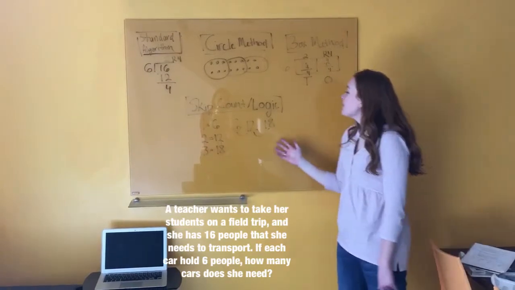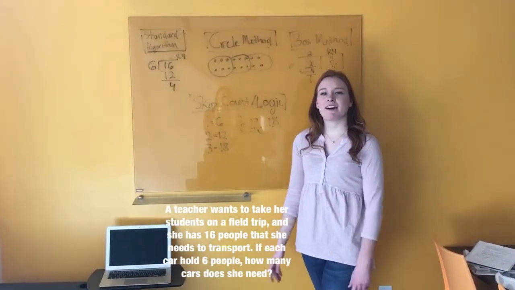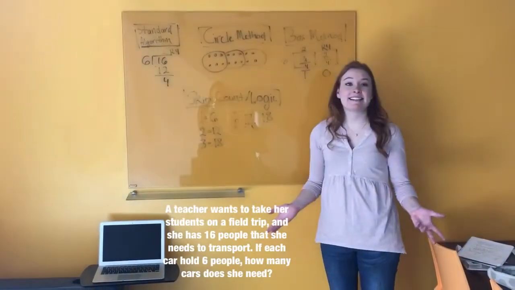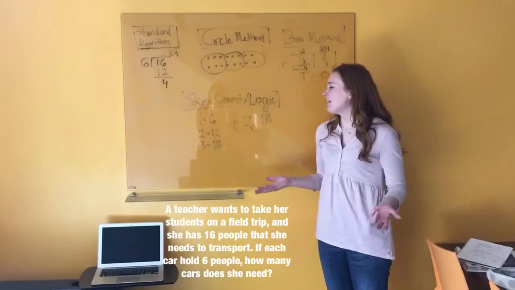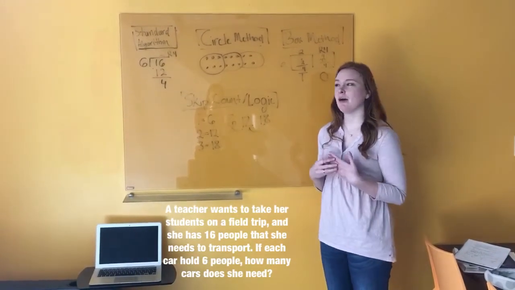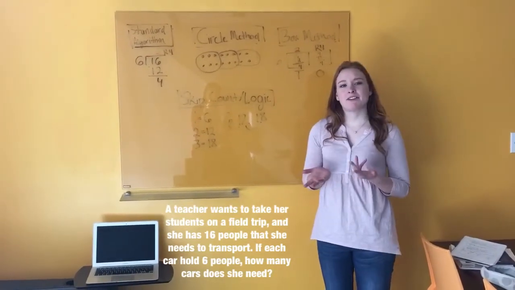And then lastly, another way that a student can think about this is just by skip counting and thinking about it logically. So they know that they need to get to 16 somehow. So they say, well, if I have 1 car, that'll be 6 people. If I have 2 cars, that'll be 12 people, which is close but not quite. So we're going to need 3 cars, and that will give us some leftover space.